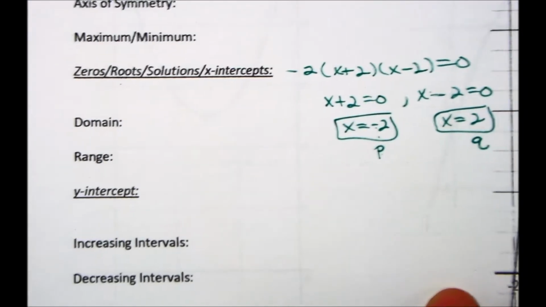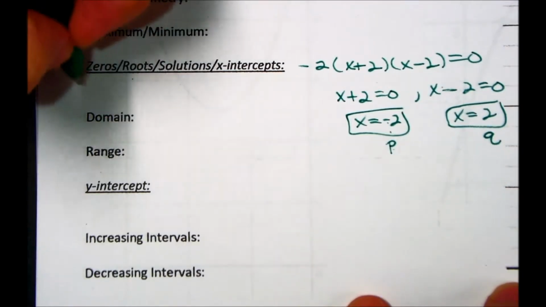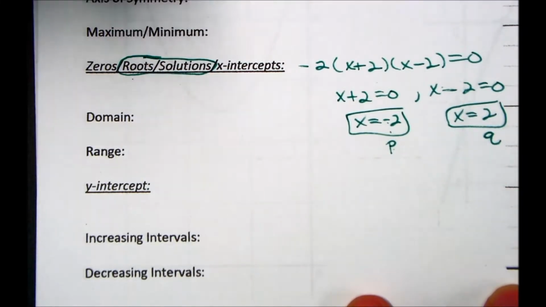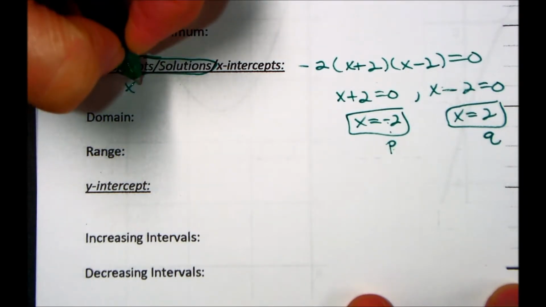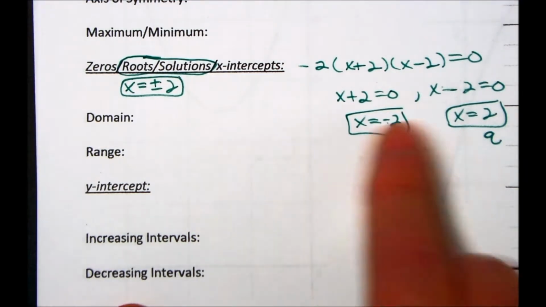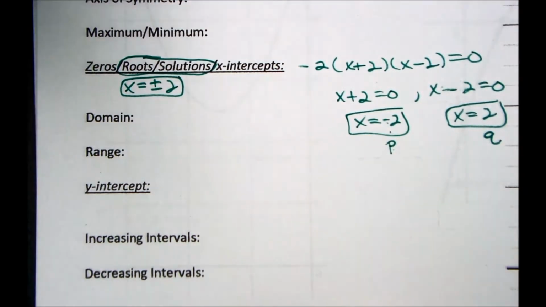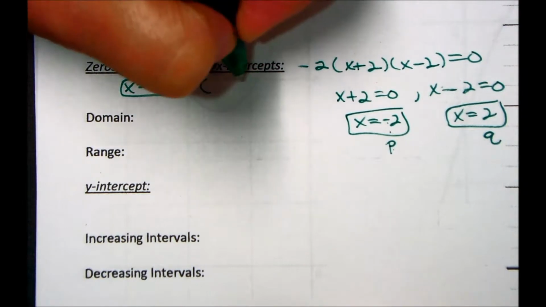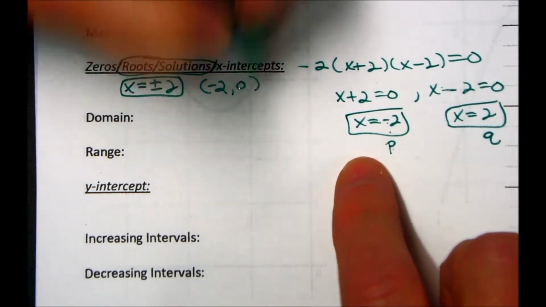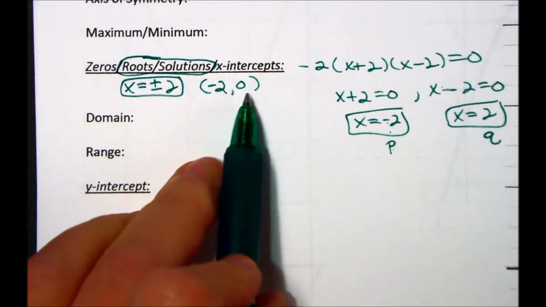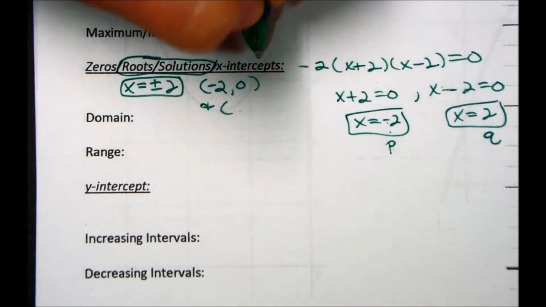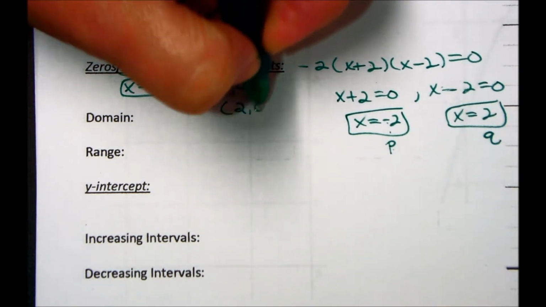As far as your roots or solutions, if you were asked what the roots or solutions are, or to solve this equation, you would state x equals positive or negative 2. But as far as the x-intercepts go, you need to write them as points. So the point negative 2, 0. x-intercepts have a y-coordinate of 0. And the other x-intercept is the point positive 2, 0.